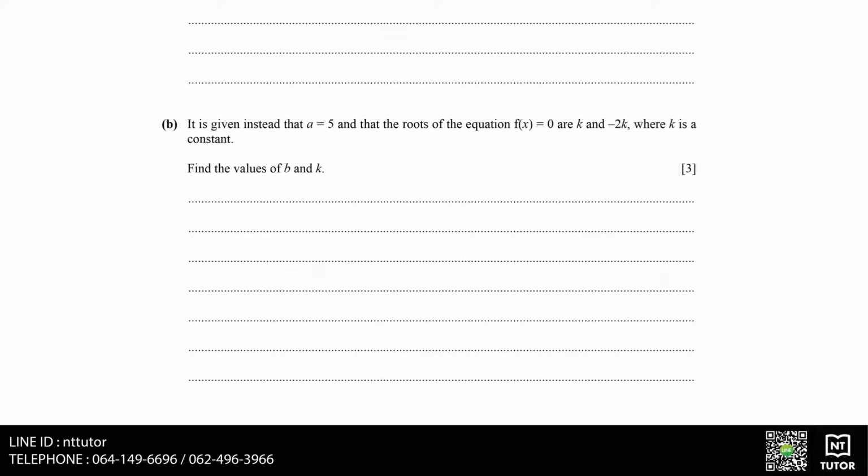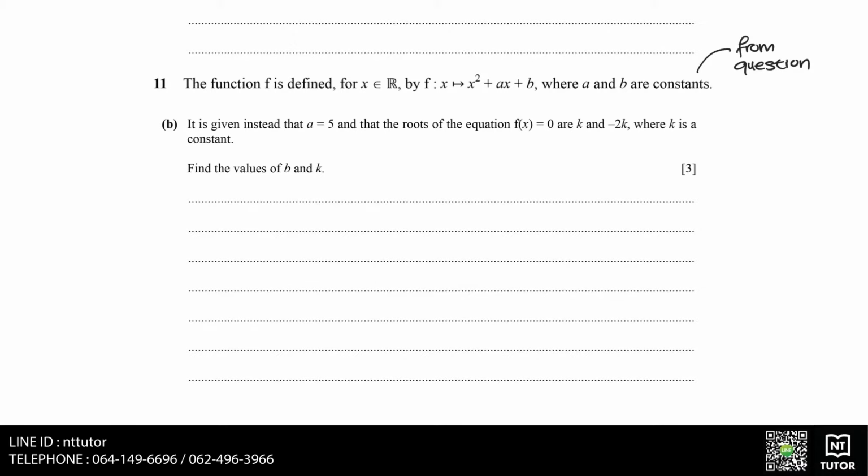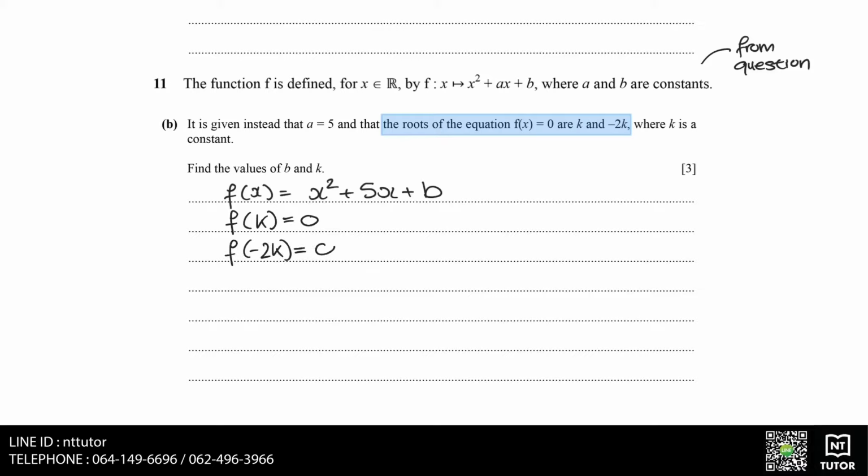From the first part of the question, we know that the function is equal to x squared + ax + b. In this part of the question, a equals 5, so the function turns into f(x) = x squared + 5x + b. If the roots of the equation f(x) = 0 are k and minus 2k, this means that if we substitute k into the function, it should equal 0. And when we substitute minus 2k in the function, it should equal 0 as well. So we can substitute k and minus 2k into the function and set them equal to 0.